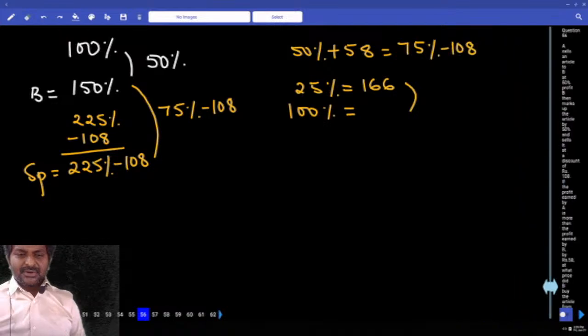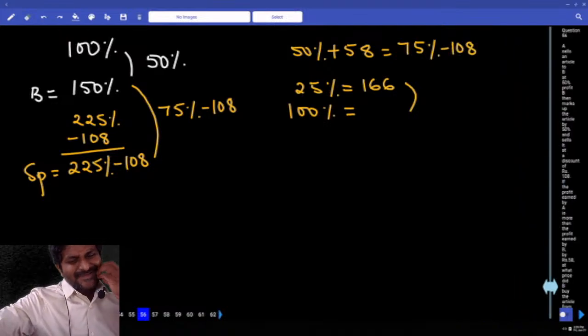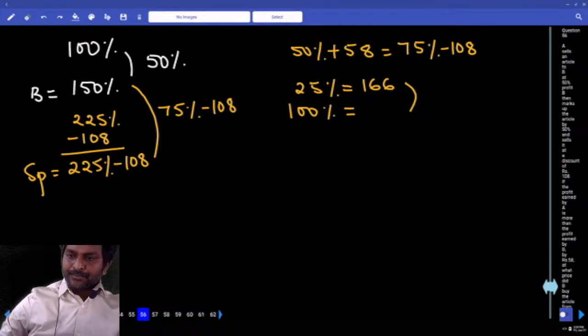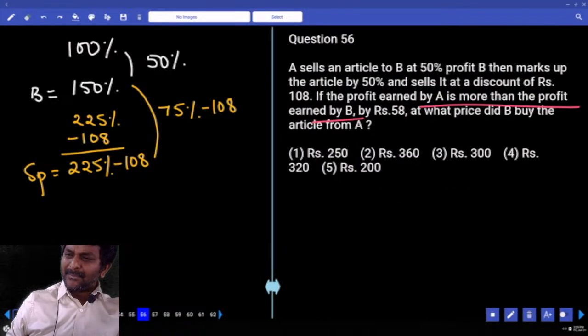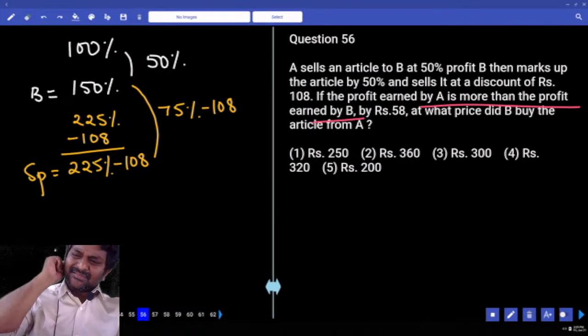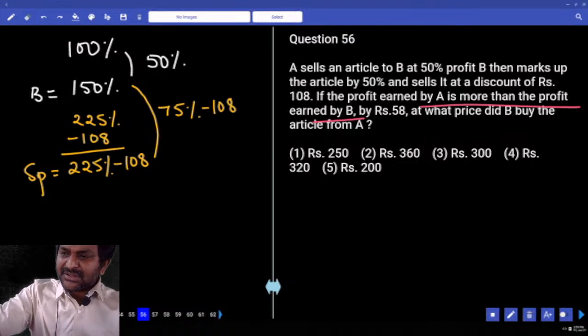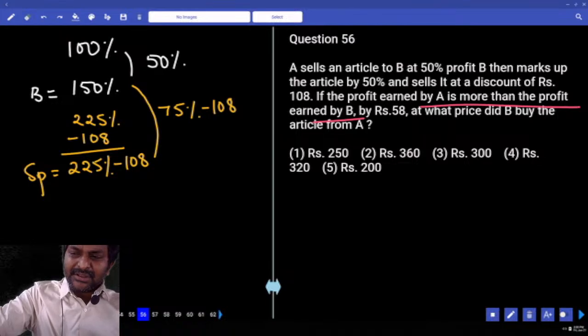Wait a minute, wait a minute. B buys the article at 150%. Something is off. 50%, 225, discount of 108, this one.